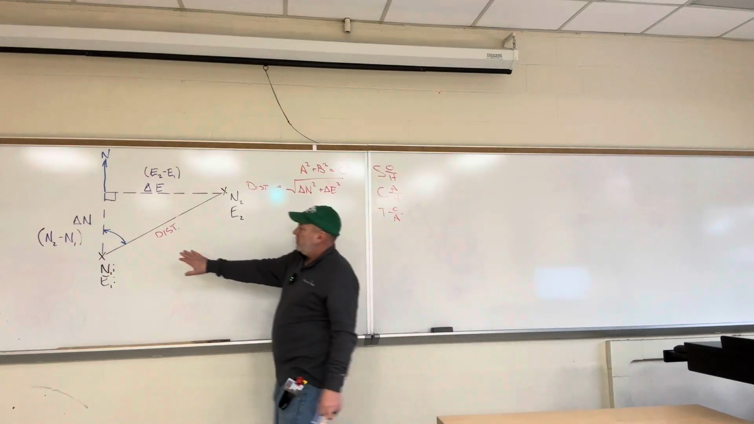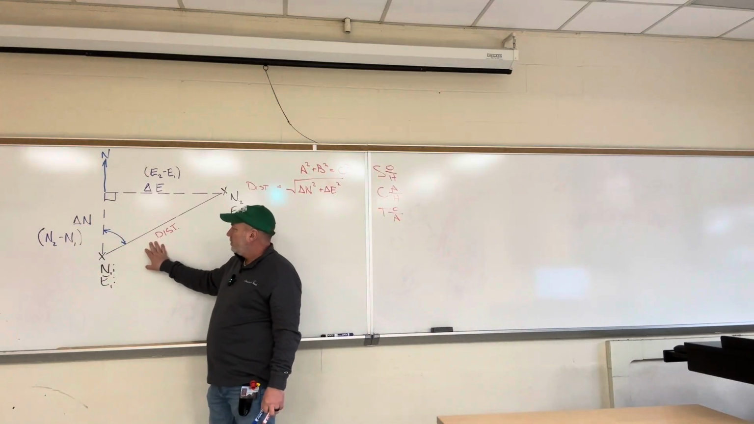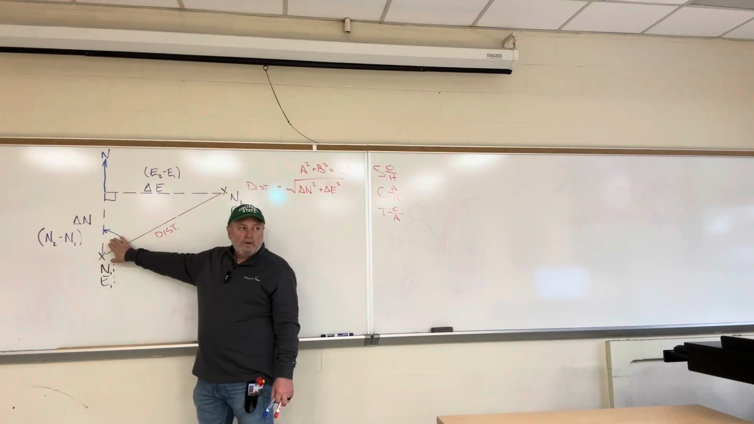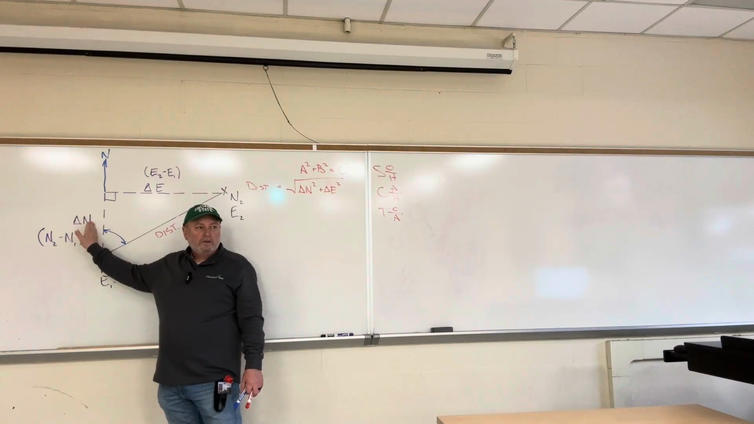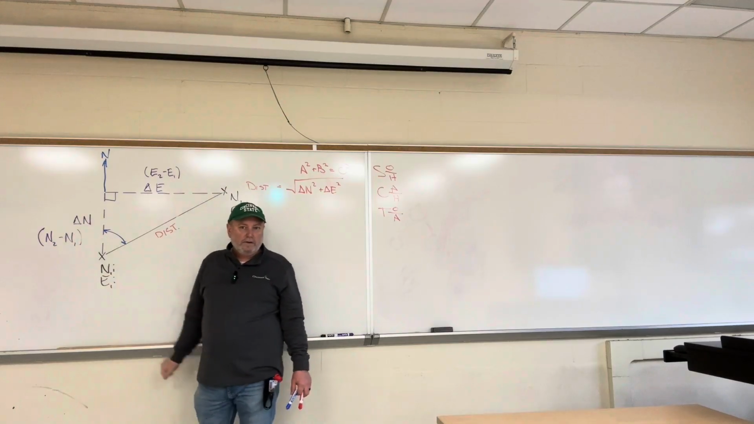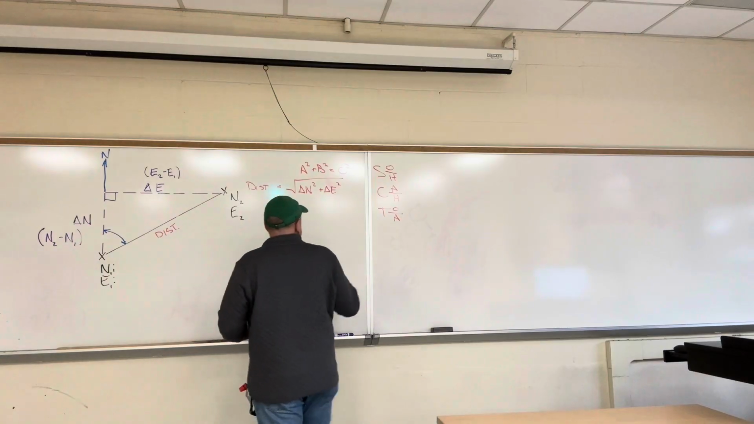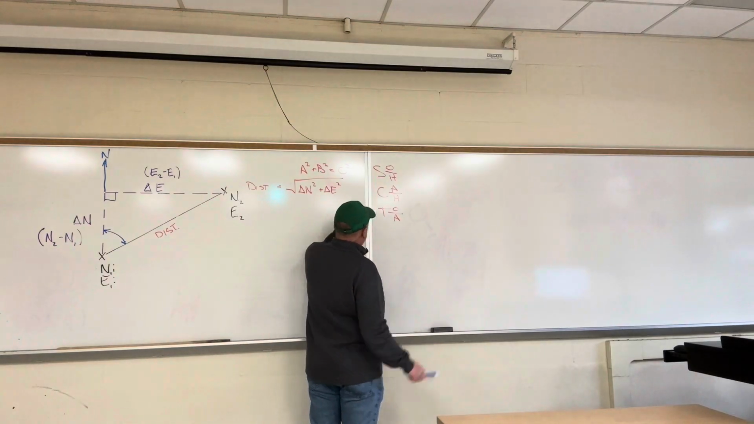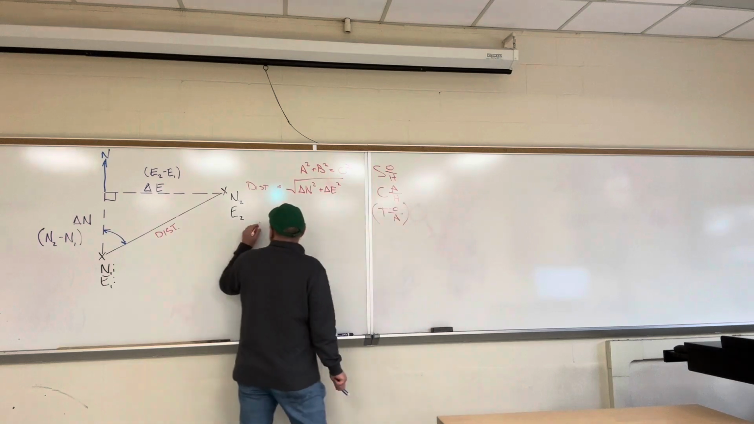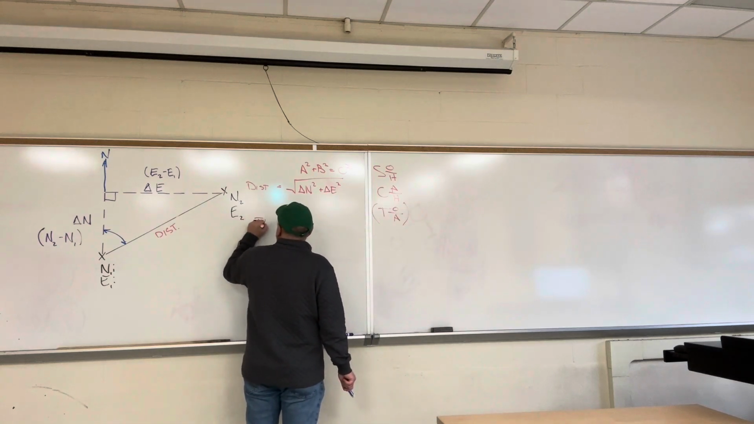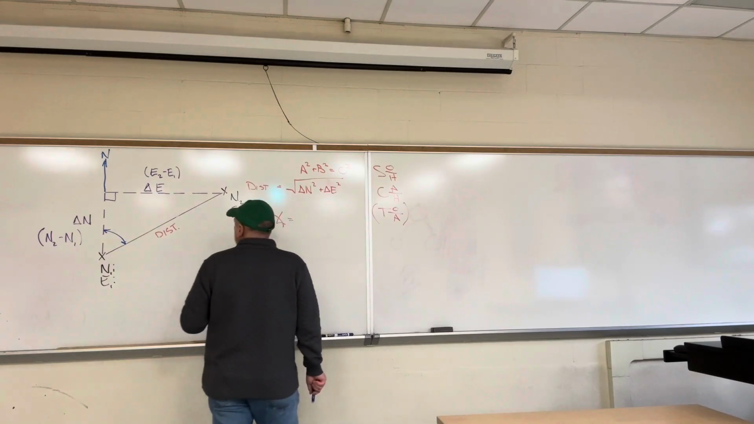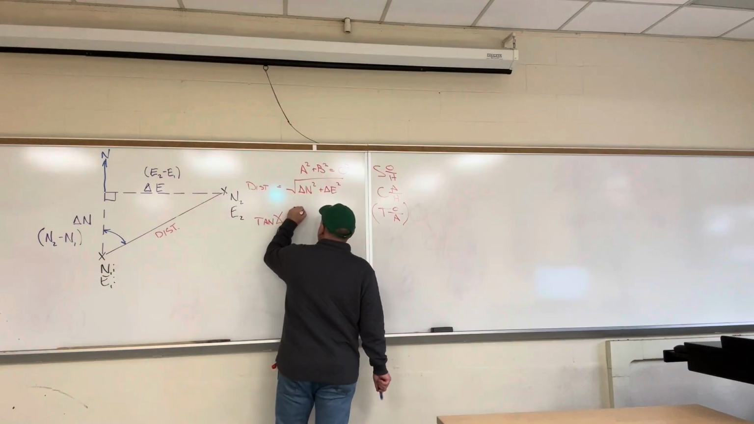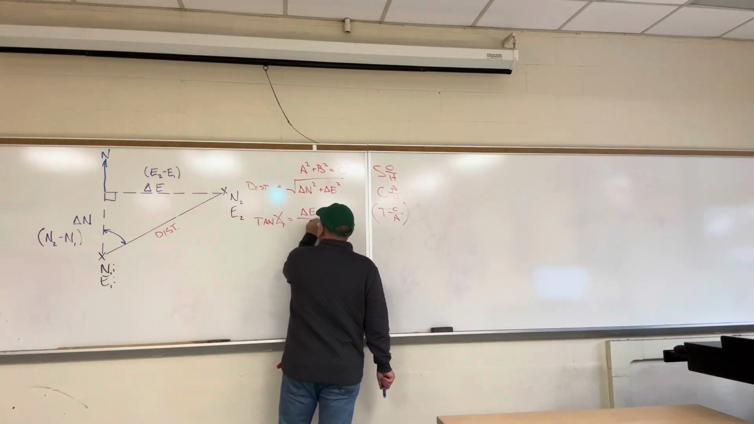We want to find this side. Okay, this is our hypotenuse. We want to find this angle. The opposite side divided by the adjacent side is equal to the tangent of that angle. So if I look at this one right here particularly, the tangent of the angle is equal to your delta E divided by your delta N.